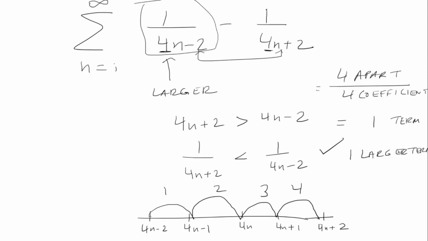Which term do we use? Well, you always want to use the first one, and that is when n is equal to 1. So we're going to plug in n equals 1 into 1 over 4n minus 2 to get 1/2. So what this comes down to is this telescoping series converges to 1/2.